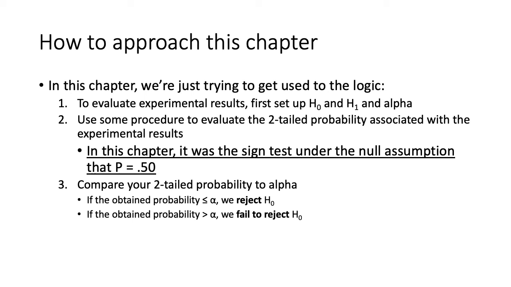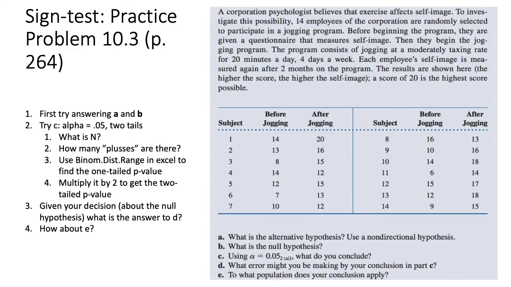Importantly, once you've obtained your two-tailed alpha, you compare your two-tailed probability, your p-value, to alpha. If your p-value or your obtained probability is less than or equal to alpha, you reject the null hypothesis, you have a statistically significant result. If the obtained probability is greater than alpha, you fail to reject. Okay? So let's finish this up with a little practice.